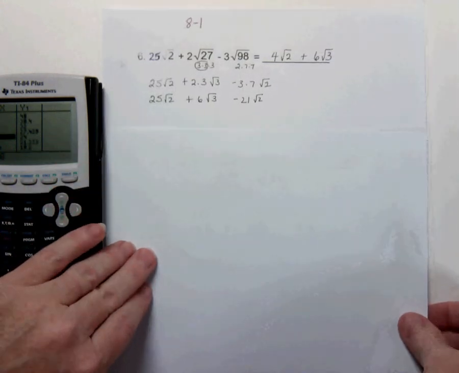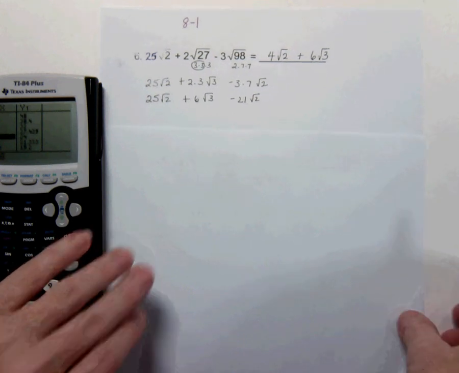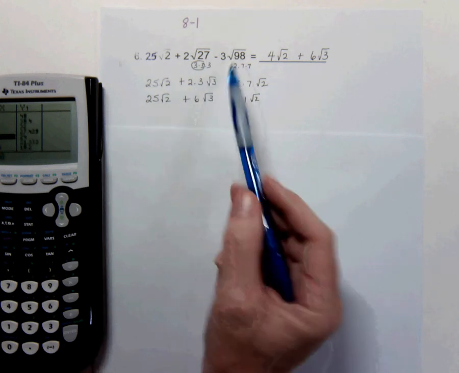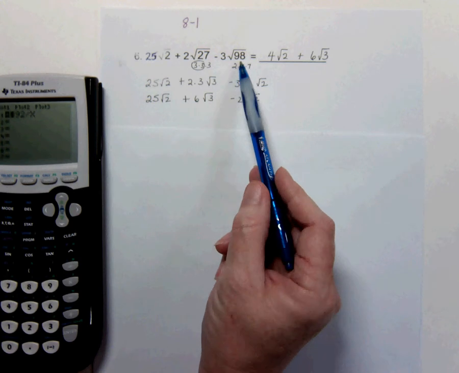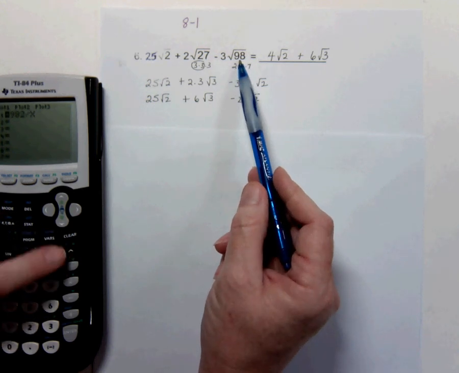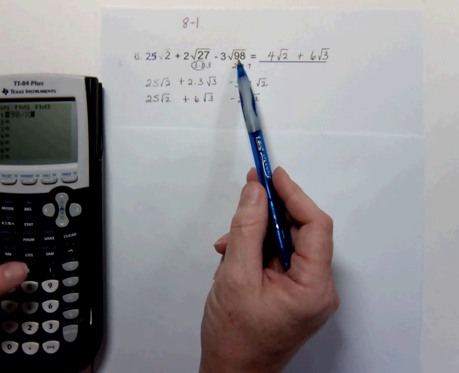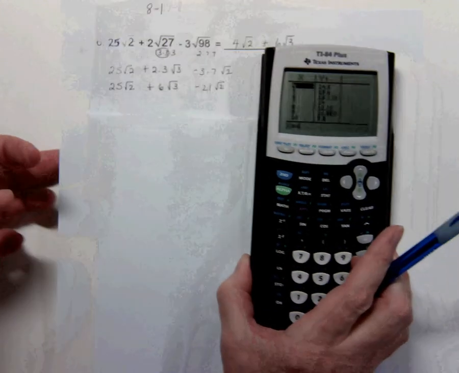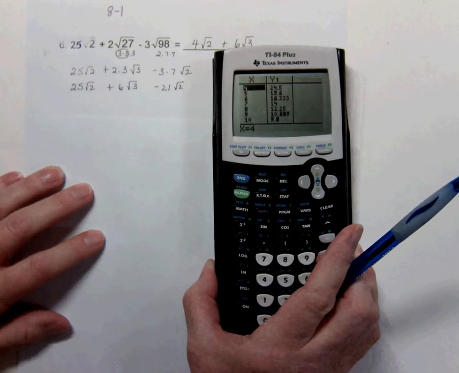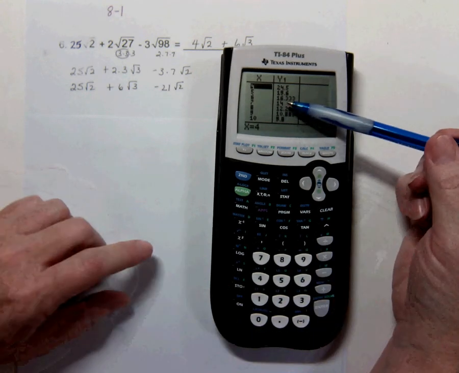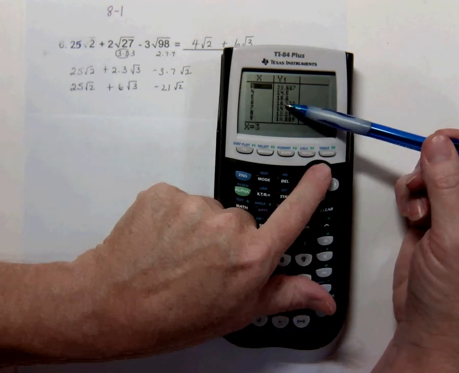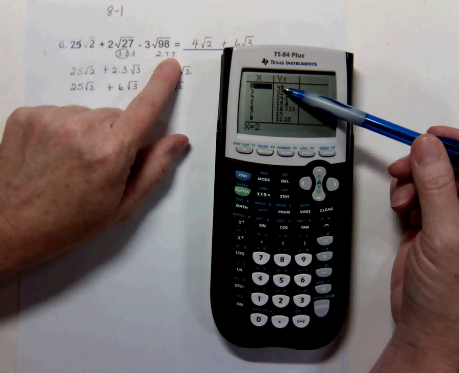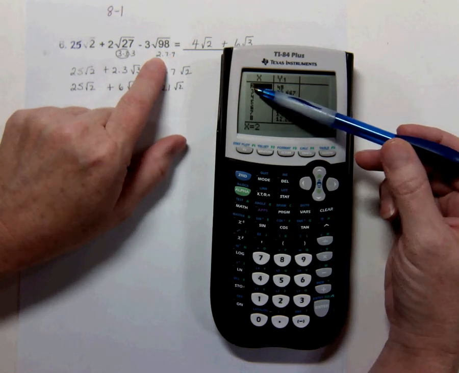Number 6 has 3 terms. One's 25 square roots of 2, 2 square roots of 27, and 3 square roots of 98. I'm going to start at the back one of this one. Let's put 98 divided by x. Let's put it over here, maybe that you can see these numbers a little bit better. So you're looking for a perfect square. Let's see if we can find one. There we go. A pair of 7s is where they got that, because 49 times 2 is 98.